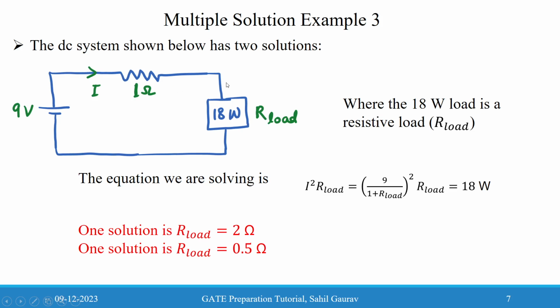Now if we want to see an electrical example, one circuit where we can show how this is a nonlinear system with multiple solutions. We assume one load that is a constant power load, and the load value is 18 watt. We have assumed this is a resistive load, but anyway it is drawing 18 watt power. So either it has a solution or it has multiple solutions. How can we find them?